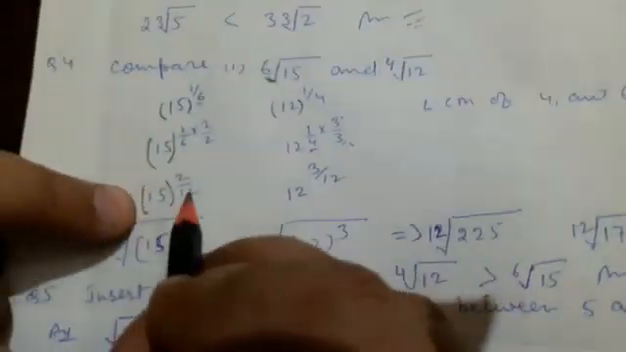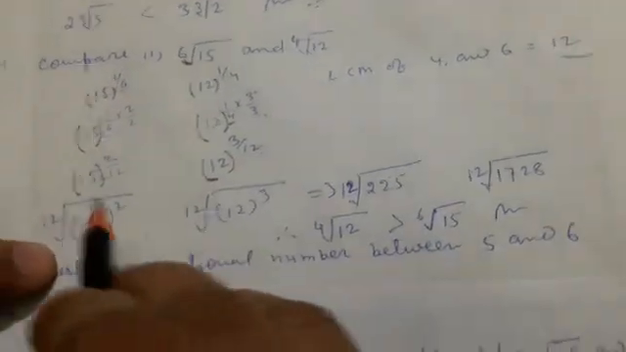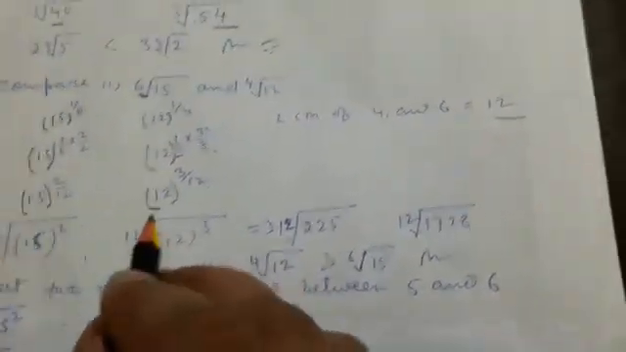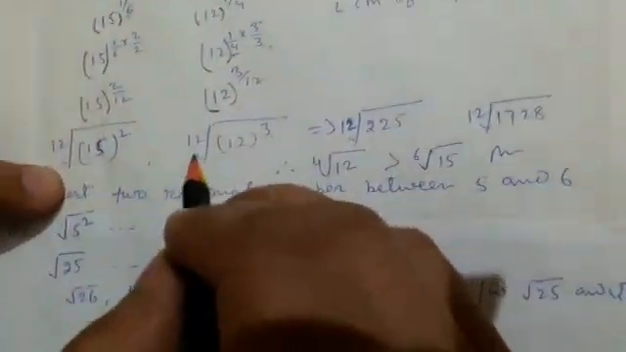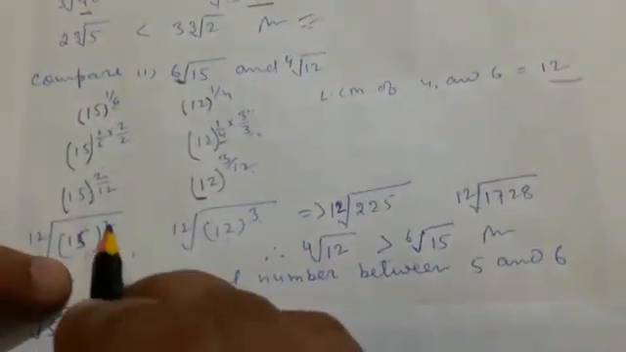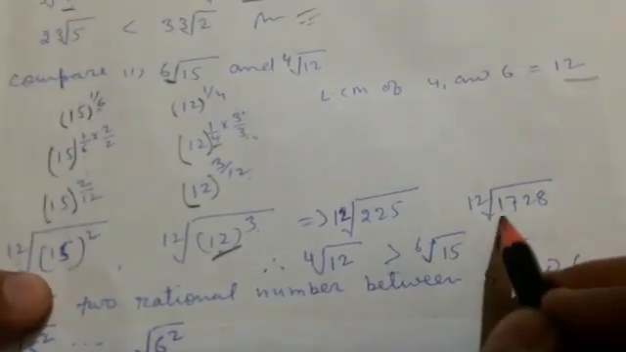So here 15 power 2 by 12. Similarly 12 power 3 by 12. So the denominators are the same. We will write it in root form. This denominator will come to this side and this will come here. The 12th root of 15 squared, and here the 12th root of 12 cubed. So both have the 12th root. So 15 squared means 225, and if you cube 12, multiplying 12 three times, you will get 1728.